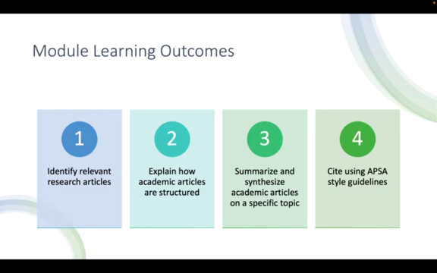There's a certain formula and style to an academic article. We also want to be able to summarize and synthesize academic articles on a specific topic. We'll have a couple of examples of this. And finally, we'd like to be able to cite or use a citation style rather like that of the APSA, or the American Political Science Association.